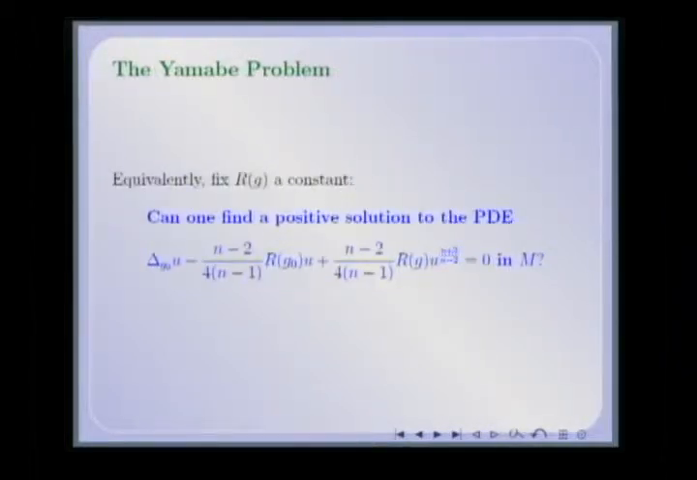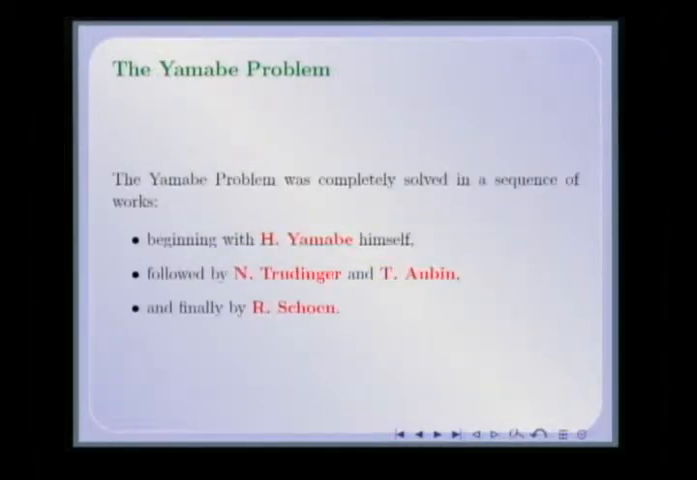So we can rephrase this problem as a PDE problem in the following way. Fixing some constant, that is going to be the scalar curvature of the new conformal metric, can one find a positive solution to this PDE? From the point of view of PDE, this is a very hard problem because of this exponent here. But nevertheless, beginning with the work of Yamabe, people started to study this kind of problem. Followed by Trudinger, Aubin, and finally by Schoen, they completely solved this problem.